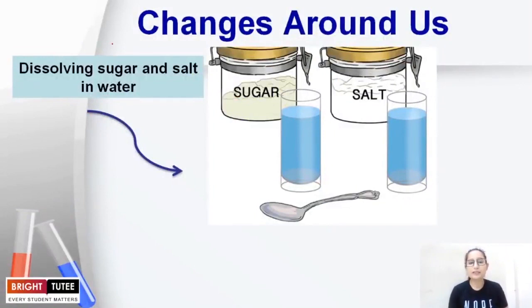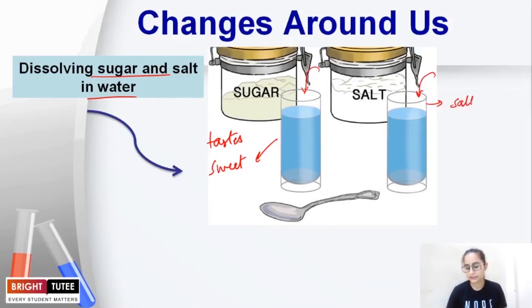The first example is dissolving sugar and salt in water, right? This is a change. If you dissolve sugar in water, what happens? The water becomes sweet. It tastes sweet, right? Earlier it was tasteless, but after you add sugar, it starts to taste sweet, right? And if you add salt into it, it tastes like salt, right? It becomes salty. So this is a change, right? Something is happening.